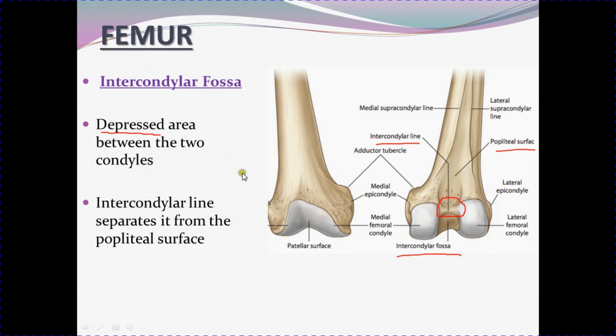In the lower end, we said it is broad and expanded. It has two condyles, a medial condyle and a lateral condyle. Just above the condyles, there are small elevations which are called as epicondyles, lateral epicondyle and a medial epicondyle. Just above the medial epicondyle, there is a small projection which is called as adductor tubercle. From these the supracondylar ridges are running upward.